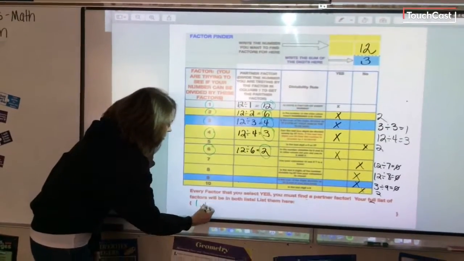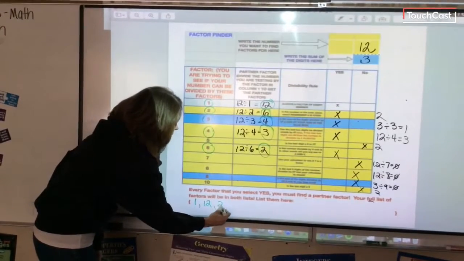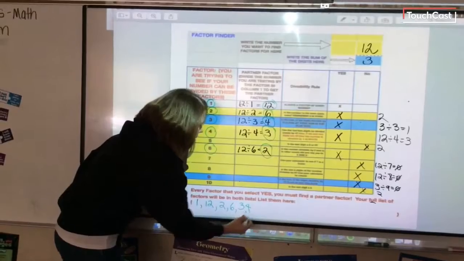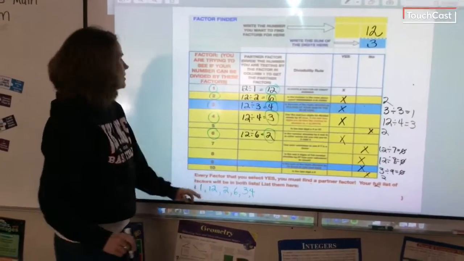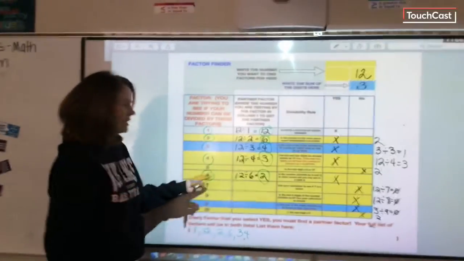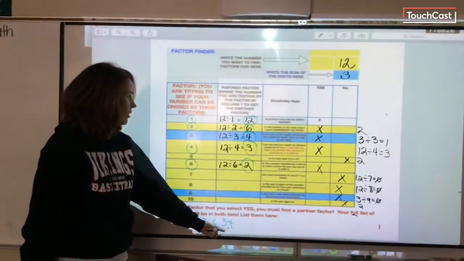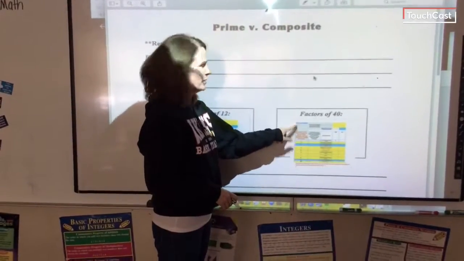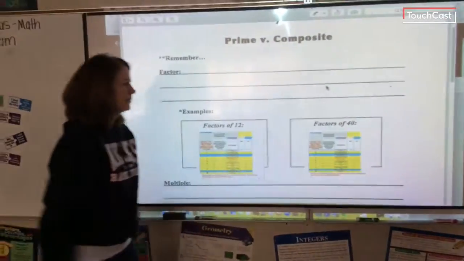So we can write 1 and 12, 2 and 6, 3 and 4. Okay, and we just separated by commas. Again, we don't have to rewrite 6 and 2. These are all our factors for 12. Now we'll fill out the factor form for number 40.